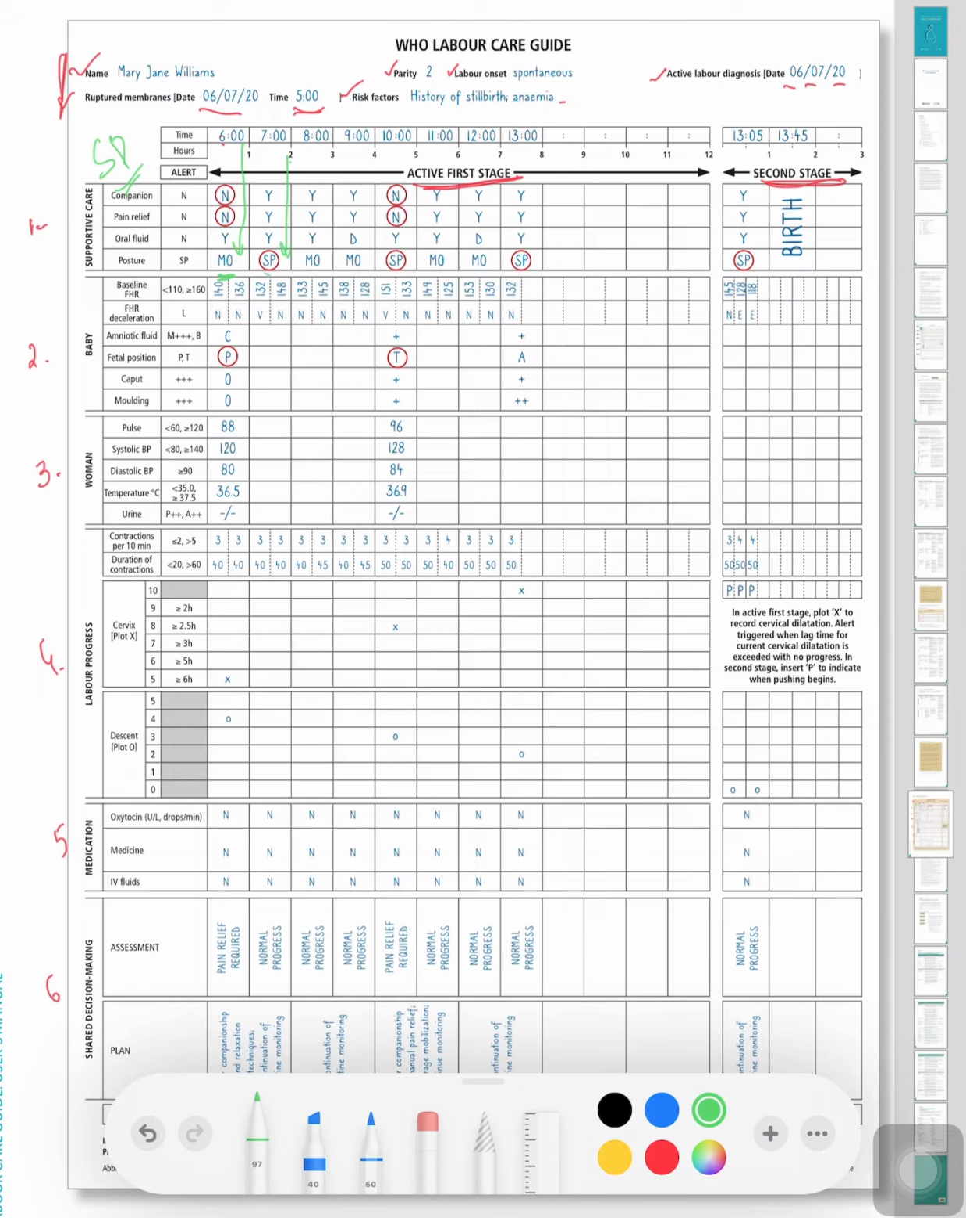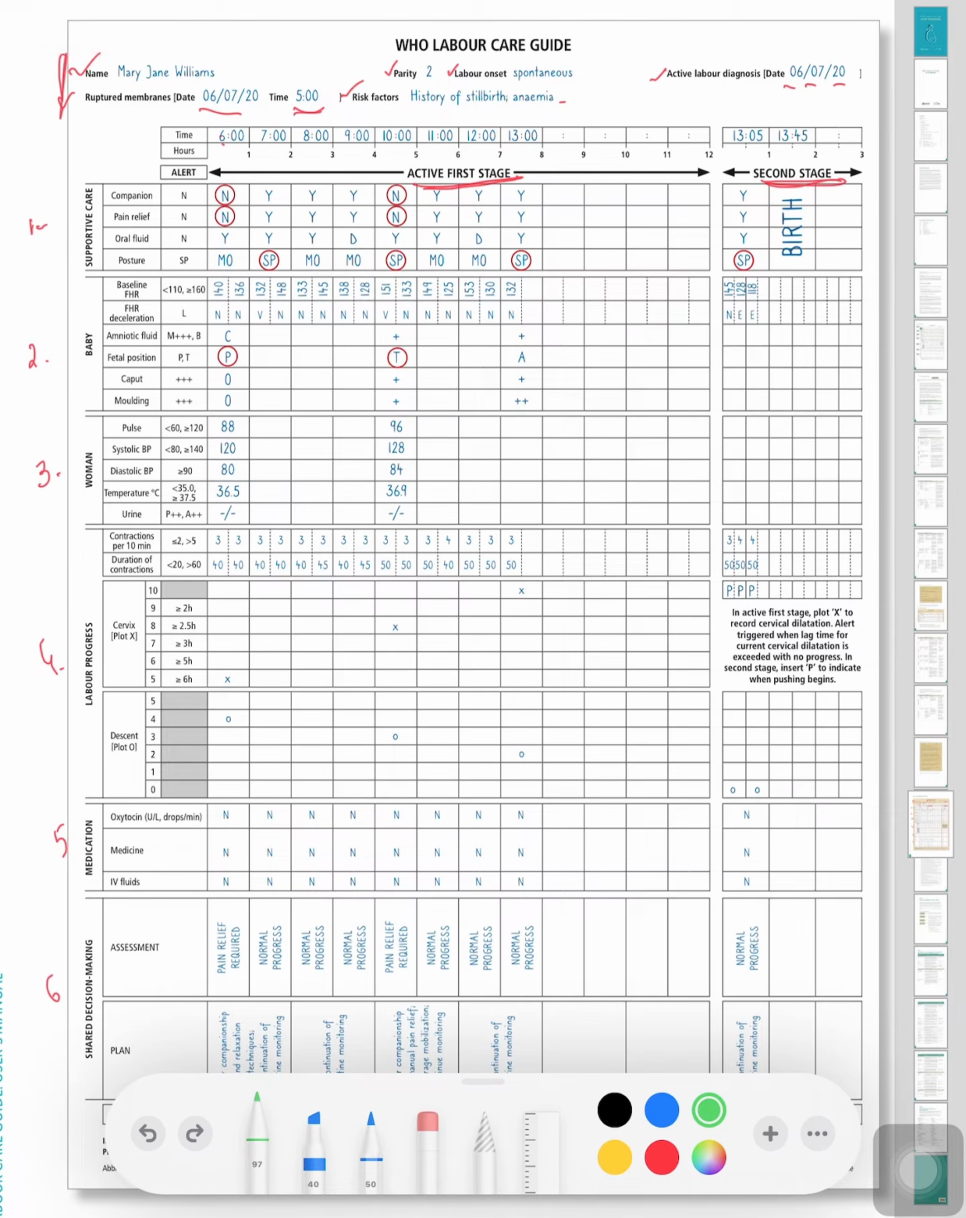7 o'clock she was supine, so you told her no, you have to walk during your first stage. Okay, so you asked her to walk. 8 o'clock she was mobile, 9 o'clock she was mobile, 10 o'clock she was supine again, so that is an alert. Inform your senior or anything, or ask her to move, walk. At 11 o'clock she was mobile. 12 o'clock she was mobile. At 13 o'clock she was supine again, so that is an alert, you have to be conscious of that. That was all about the supportive care. That is our section number 1.